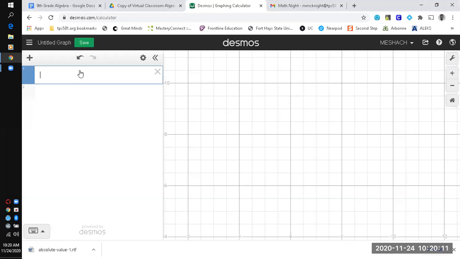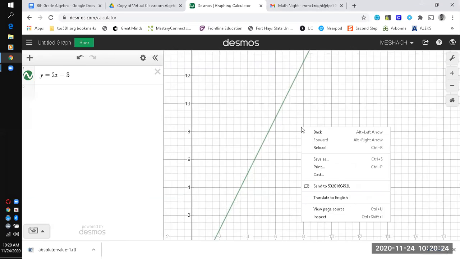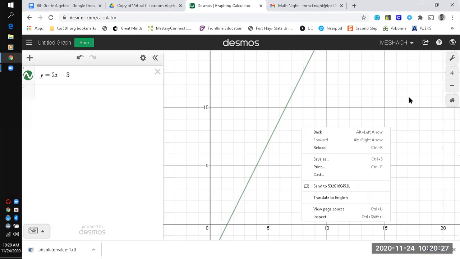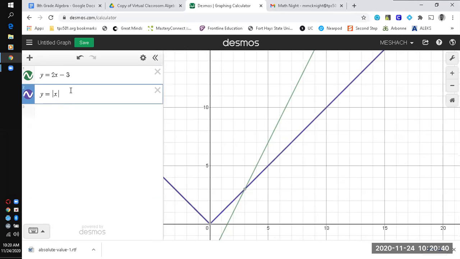We're going to look at two questions. The first one has the equation y equals 2x minus 3, and that is our linear function. I'm going to zoom out so we can see the whole thing. Now let's put in our absolute value. So y is equal to the absolute value of x. You find the absolute value on the button above the enter button on your computer. If you press shift and then that button, it gives you the absolute value.